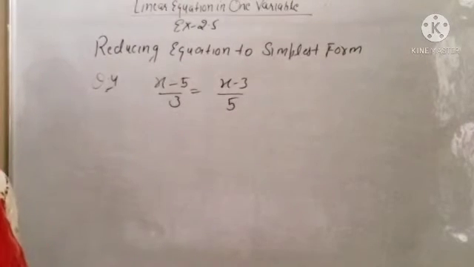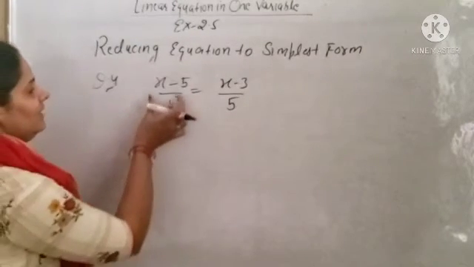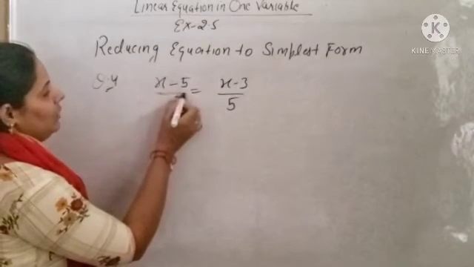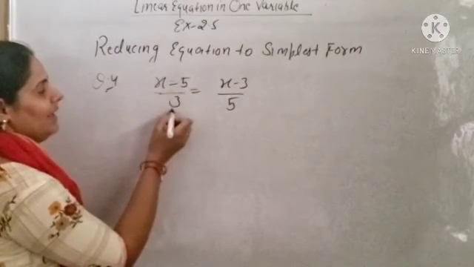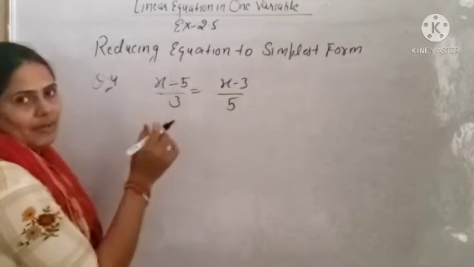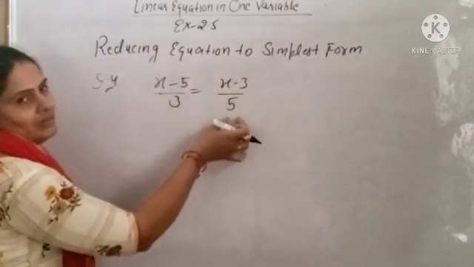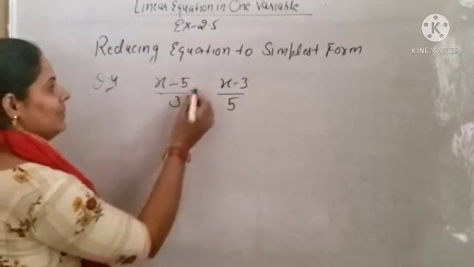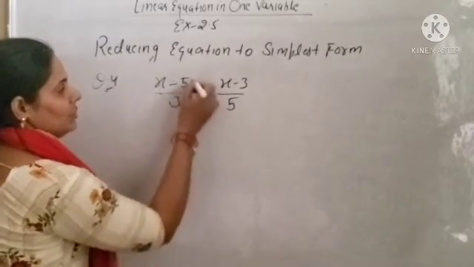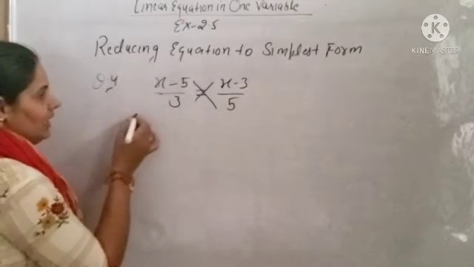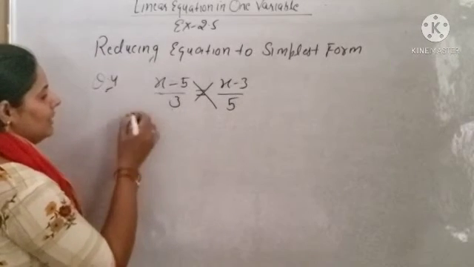So solve this equation. When the equation is given like that, you can see in the numerator x minus 5 and the denominator is 3, and x minus 3 divided by 5. The complete numerator is divided by 3, and the complete numerator is divided by 5. So how will you solve this type of equation, beta? First step, you will do the cross multiplication.